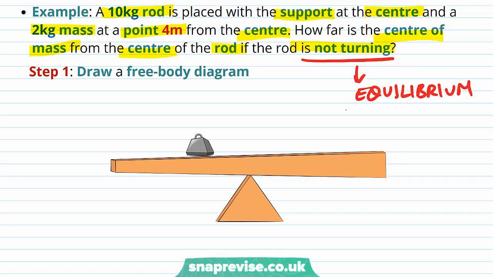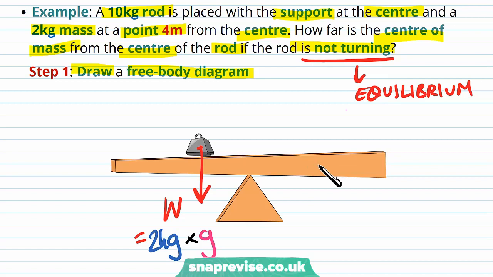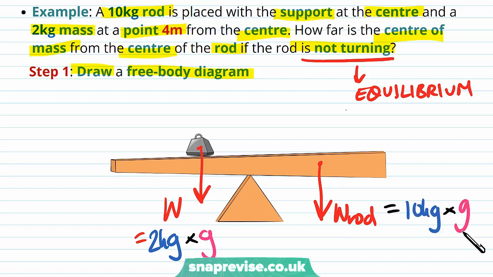So our first step is to draw a free body diagram. This is going to look similar to the one we've just done, but now we've got some known values. We've got the weight of this mass, which is equal to its mass, 2 kilograms, multiplied by g. And then we've also got the weight of the rod, which is going to act at a point here, and this is equal to its mass, 10 kilograms, multiplied by g.